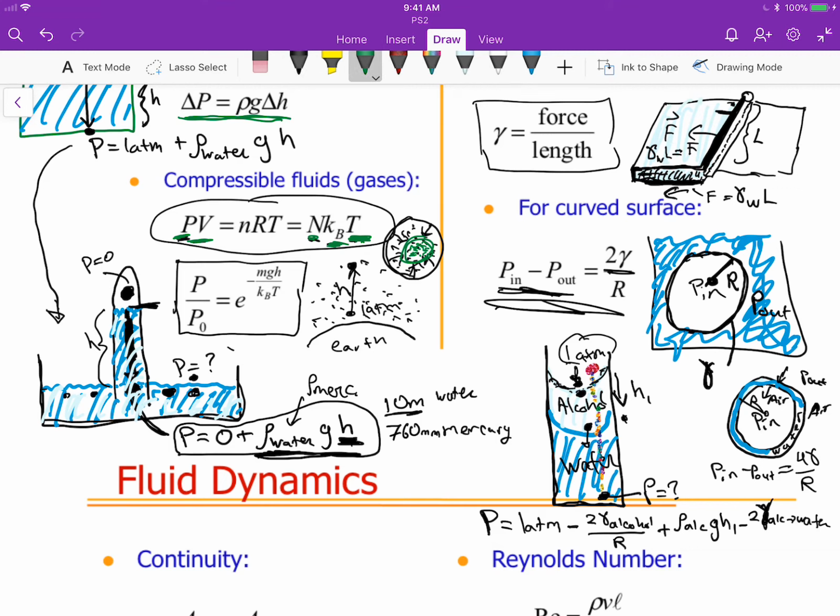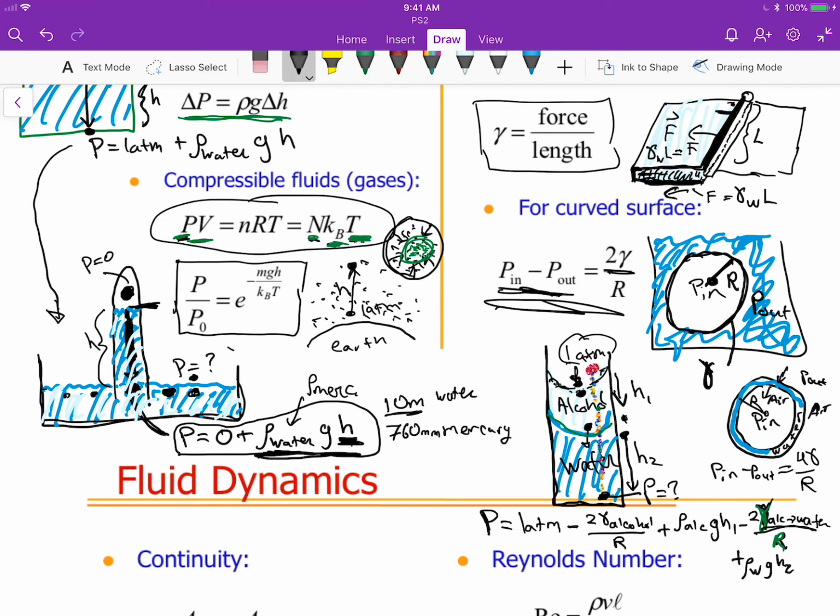Let me rewrite that in green. This is our gamma, divided by r, and let's do this r in green, because that's the r of this surface here, which is likely the same as our other r. And then we now need to move from here down this distance, and let's call this distance h2, and so then we have plus rho water g h2.